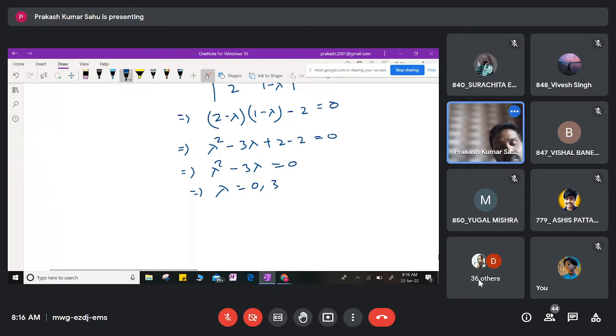Now is it correct? Lambda is equal to 0 and 3. Is it correct? Yes, sir.